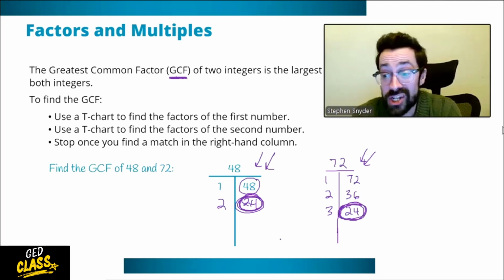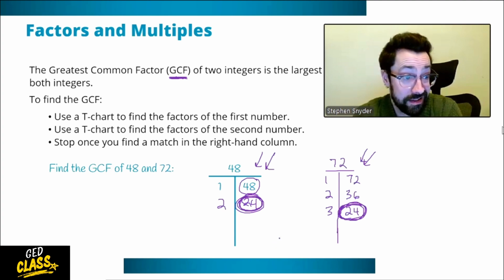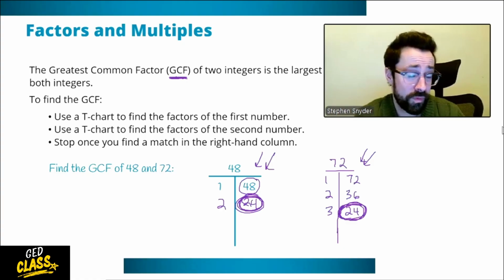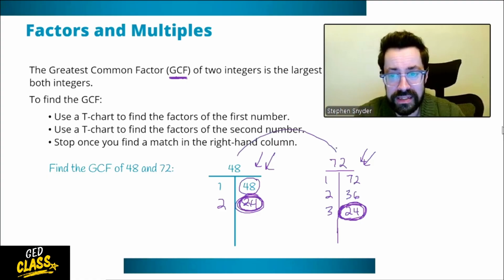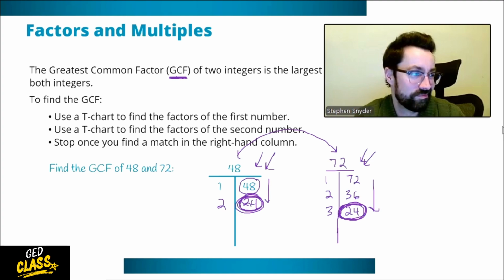Everybody give me a Y in chat if that makes sense. Okay, good. You could keep going and make all the other factors, but you're just wasting your time, because we only care about the biggest one. So I like doing both at the same time, starting at 1 and then keeping going, watching this column and going back and forth between them until I find one that matches, and then I stop. I'm done.